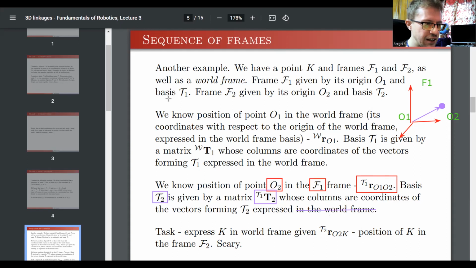So the task is to express point K in the world frame while knowing its position in the second frame. So by now you understand this notation, right? I'm saying we know K with respect to point O2, and we know it in the basis T2. So it's indeed quite scary.